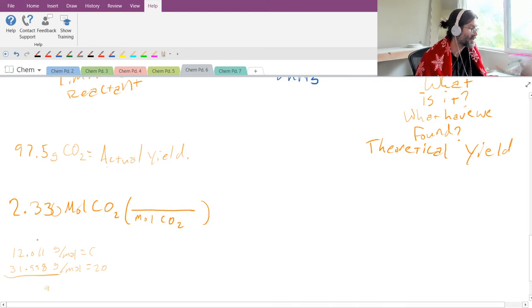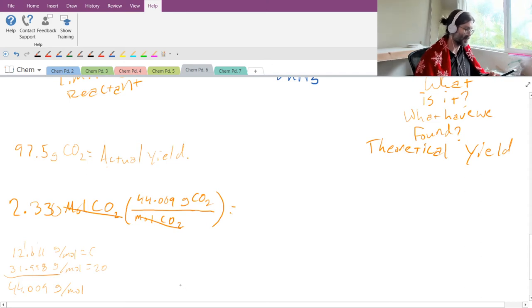And we have 9, carry the 1, 0, carry the 1, 0, carry the 1. 44.009. Don't scribble over things to make them more legible. 44.009 grams per mole. So for every 44.009 grams of CO2, we have 1 mole of CO2. Moles of CO2 cancels, just as we planned.